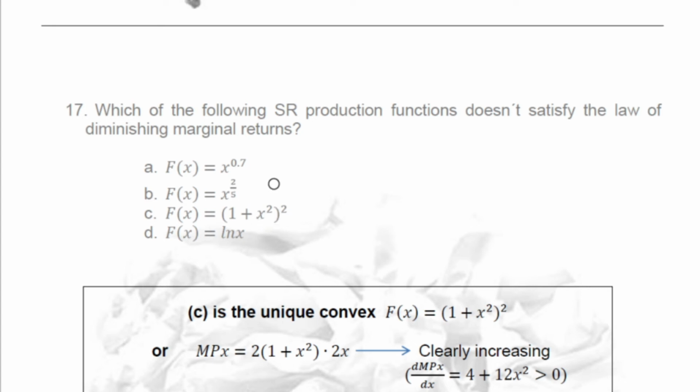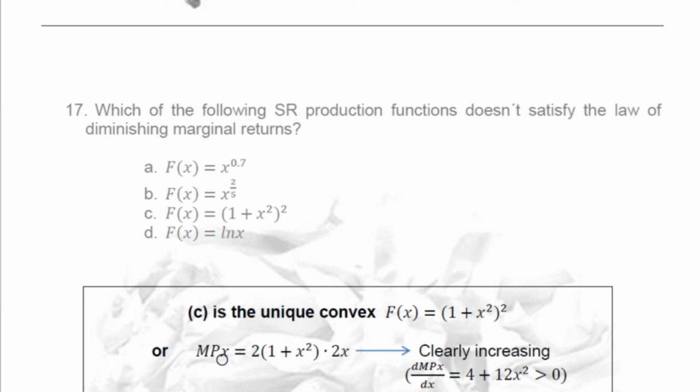Well, because we should know that this is the only convex function. At the end, this is a fourth degree polynomial, so it increases very quickly from a certain point, and the slope is still higher, the higher x becomes. So we could differentiate. Okay, we have 2 times 1 plus x squared plus, by the chain rule, 2x, and this increases as x increases.